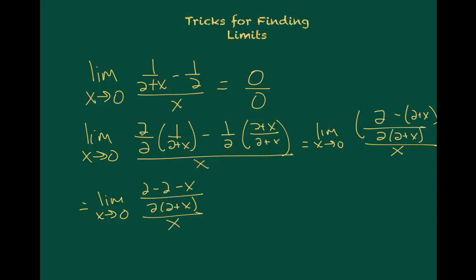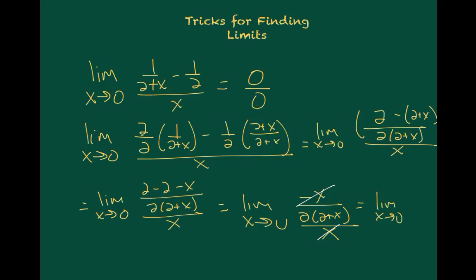So now let's simplify the upper numerator, and we'll get the limit as x approaches 0 of negative x over 2 times (2 plus x), all over x. Now these two x's cancel, and so I'm left with the limit as x approaches 0 of negative 1 over 2 times (2 plus x). Now let's try plugging in 0 again, and you'll see that I get negative 1/4 as my limit.